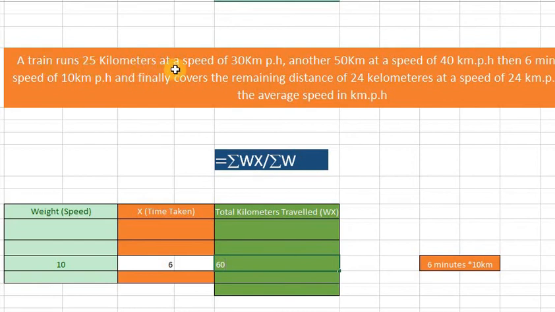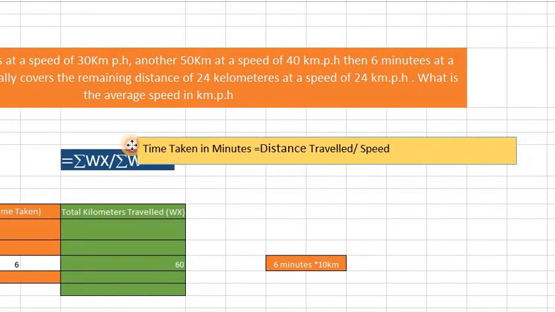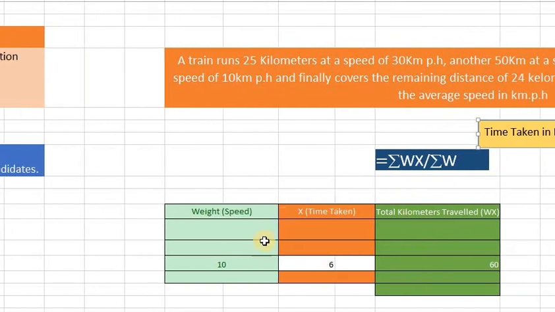A train runs 25 kilometers at a speed of 30 kilometers per hour. So here it's a little tricky to find out the weight as well as the time taken. Distance traveled divided by speed will become time taken. So for the first case, time taken we need to calculate. The speed is fixed, they have given 30 kilometers per hour, but time taken we need to calculate.